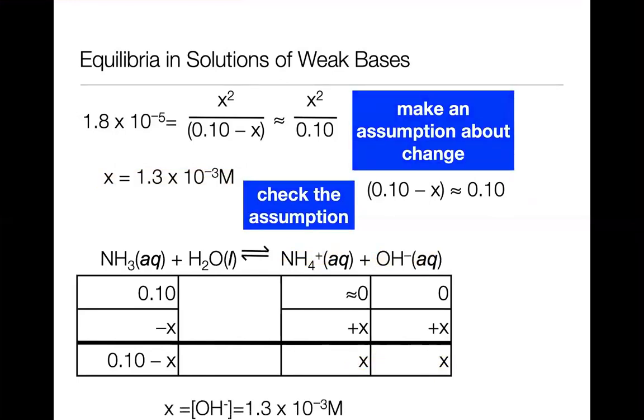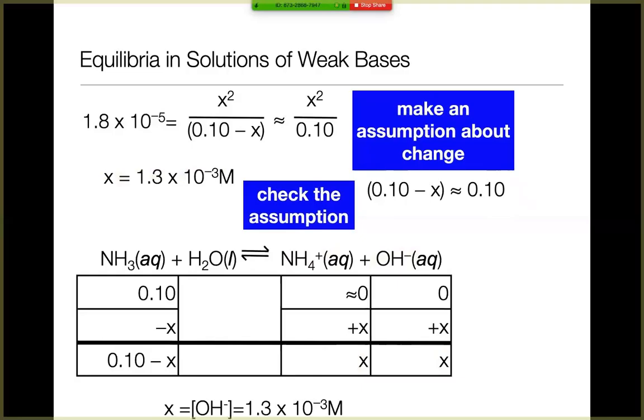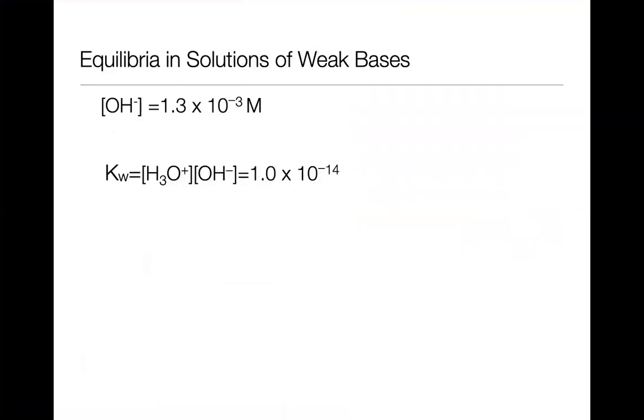So I now have a concentration for hydroxide of 1.3 times 10 to the negative third. I cannot dump it directly into the pH equation, because, remember, it's specifically the negative log of hydronium, not hydroxide. So we have two options for converting the concentration of hydroxide into hydronium. I'm going to show you two ways.